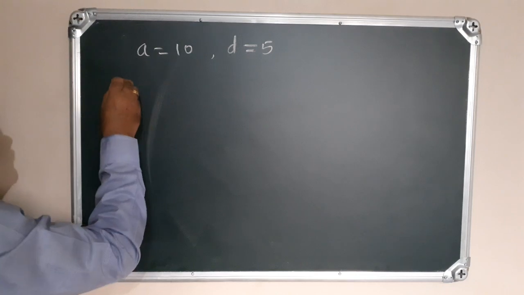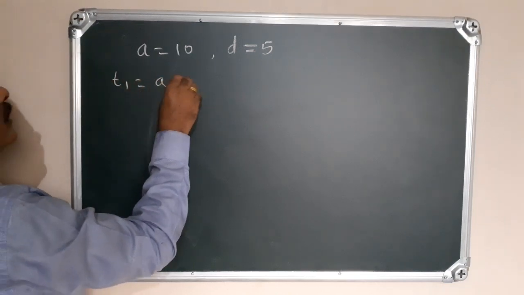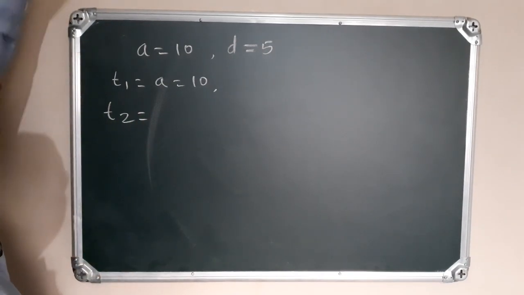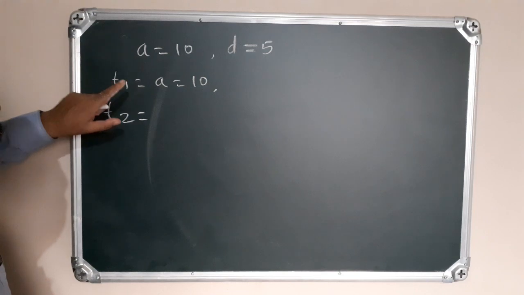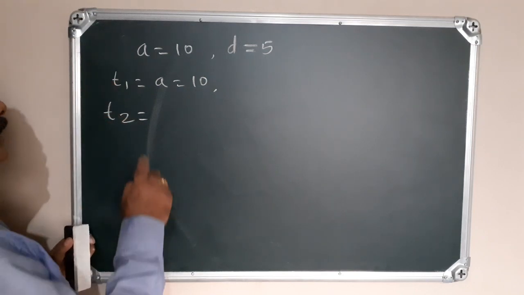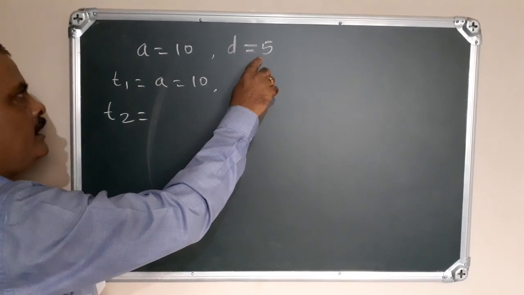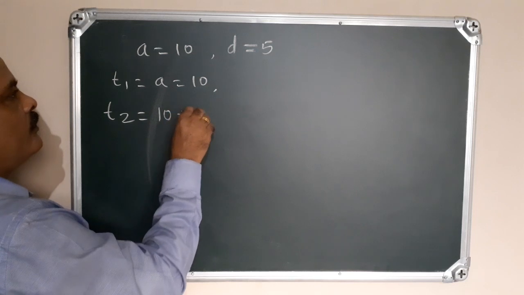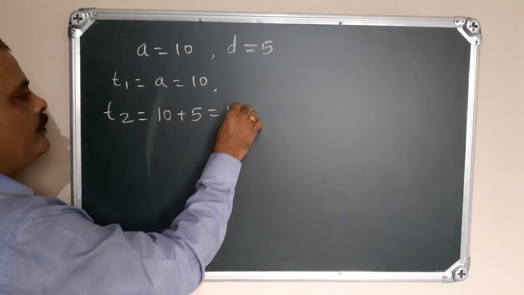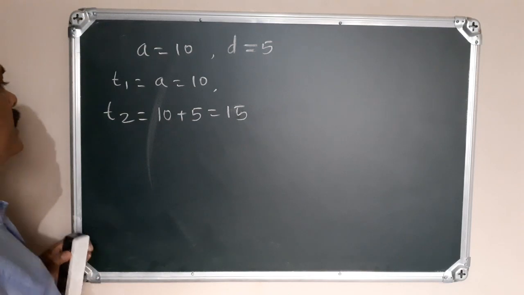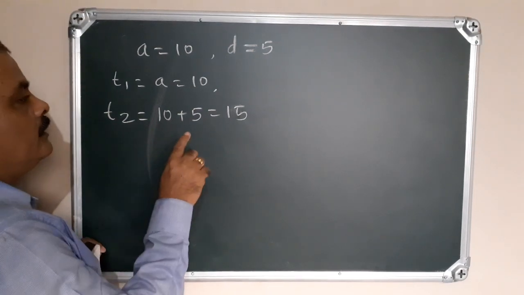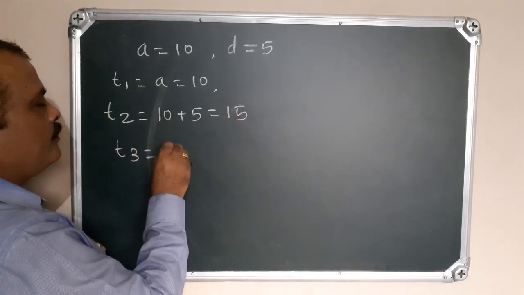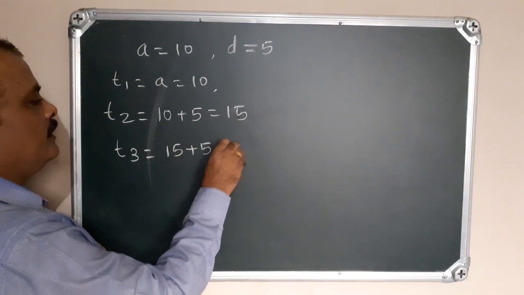So the first term is 10, that is T1 is equal to A is equal to 10. T2 is equal to, how will we calculate T2? T2 is equal to T1 plus the common difference D. If we add the common difference to the first term, we will get the second term, that is 10 plus 5 is equal to 15. So this will be the second term. If we add 5 to the second term, we get the third term. So 15 plus 5 is equal to 20.